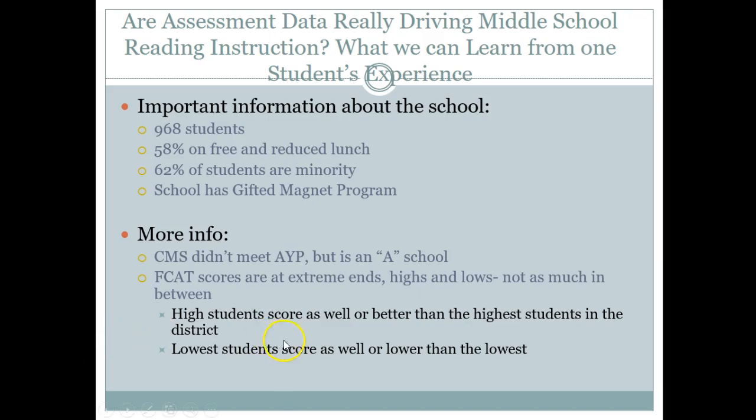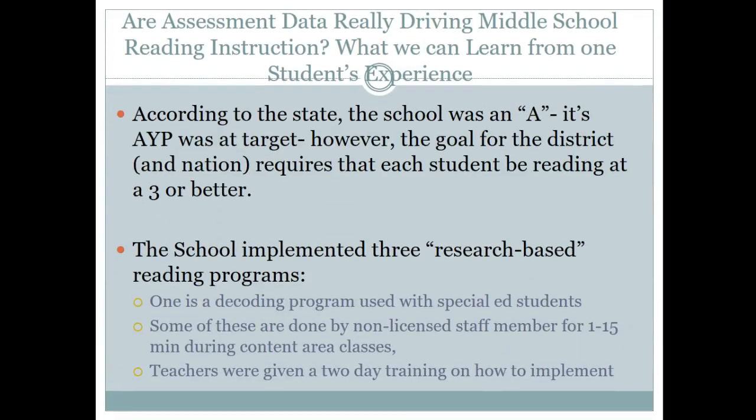So the highest student score is well or better than the highest students in the district, but then the lowest student score is well or lower than the lowest. So that is kind of a unique challenge to this school: how do we meet both of these extreme needs that are happening in our school, and they just have not been effective in doing so. And this article kind of examines why they haven't been effective. It's just interesting that per the state, they're an A school, yet are they really an A school? And it kind of brings into question how these school grades are assigned and the criteria for that.